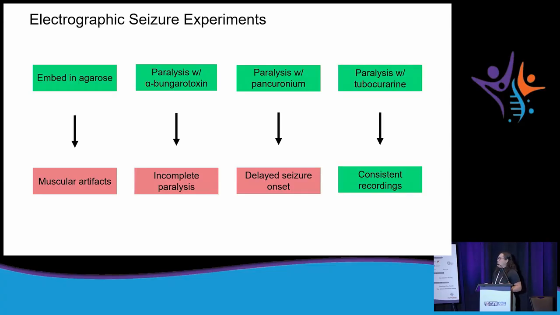So I tried one more paralytic, which was tubocurarine, also an antagonist of nicotinic acetylcholine receptors. And this one so far has been working really well. The animals are paralyzed. I'm able to get consistent recordings about 10 minutes after washing on PTZ, and tubocurarine is also more specific for nicotinic receptors, whereas pancuronium has some muscarinic binding properties as well.